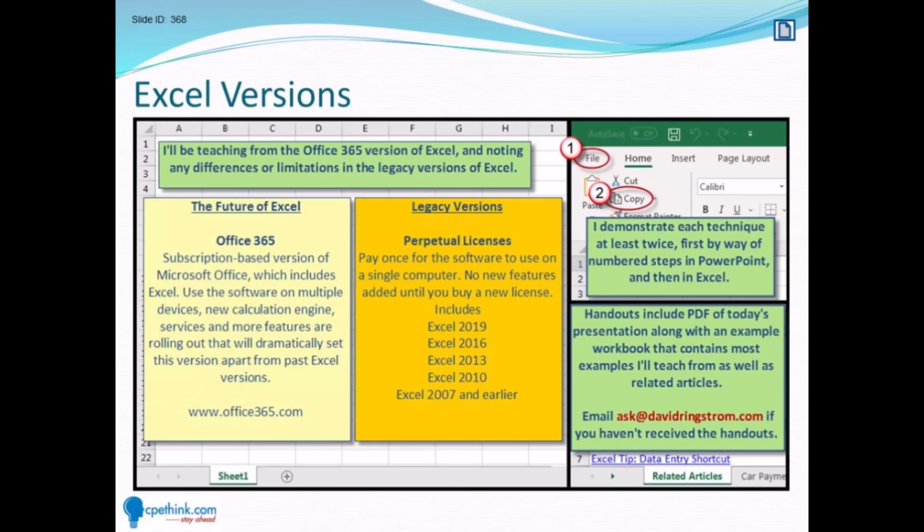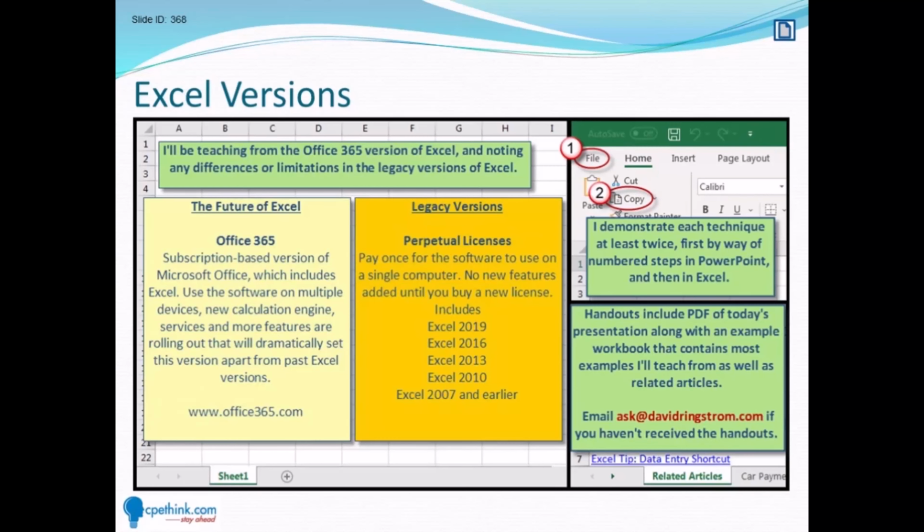I'd like to give you some background about the version of Excel I'll be teaching from because the way that we pay for software has evolved over the years. Historically, we bought a perpetual license for software, which meant that we would pay once for the software and then use it as far into the future as we would like. But things have evolved and more software is being purchased or licensed on a subscription basis. And so that's why Microsoft has the Office 365 version.